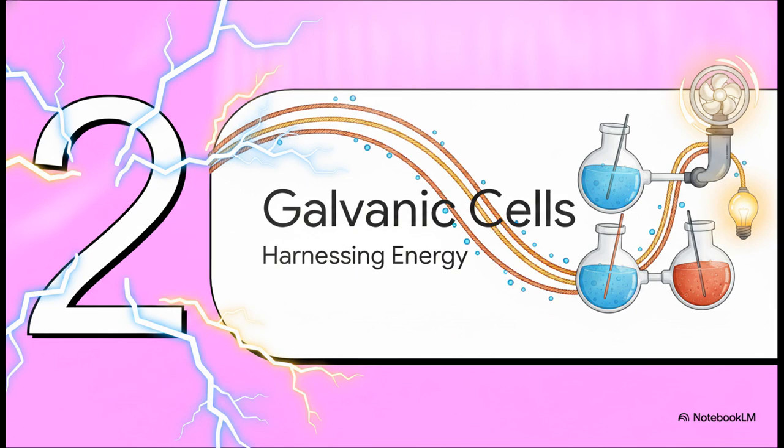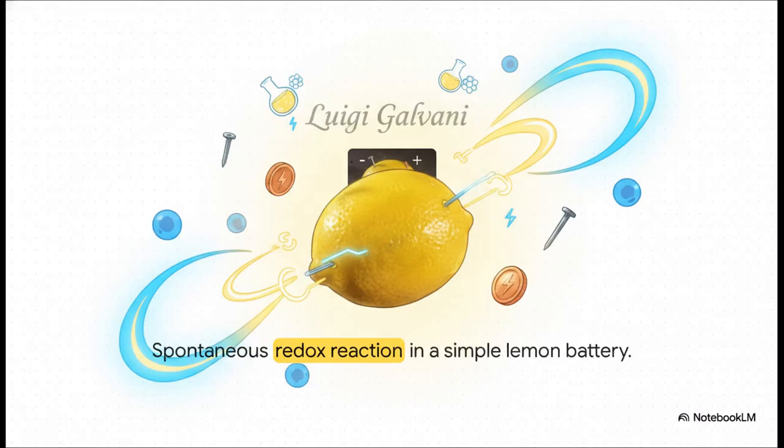Section 2. Galvanic cells and harnessing energy. So, now that we've got a handle on this flowing electron currency, the big question is, how do we physically capture it to do actual work? Enter the galvanic cell, named after Luigi Galvani. A galvanic cell turns spontaneous chemical energy straight into electrical energy.